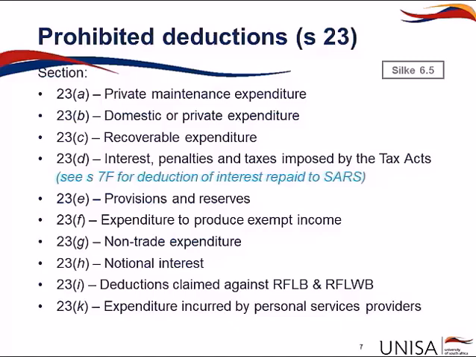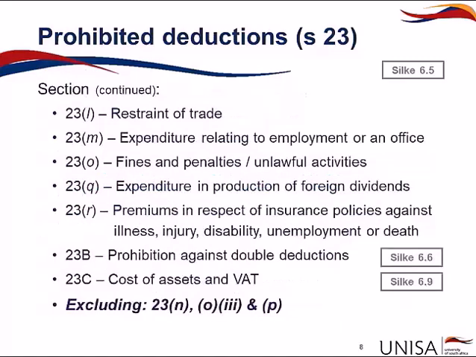Having a look at prohibited deductions, take the time to work through these prohibited deductions so that you are aware of them. Like you can see here, 23G is your non-trade expenditure. So that goes hand in hand with your section 11A because they must be read together. As you can see, the restraint of trade payments are specifically prohibited in terms of section 23L. However, under special deductions, there is an allowance based on certain criteria for that restraint of trade. The reason it would be prohibited is because it's seen as capital in nature.